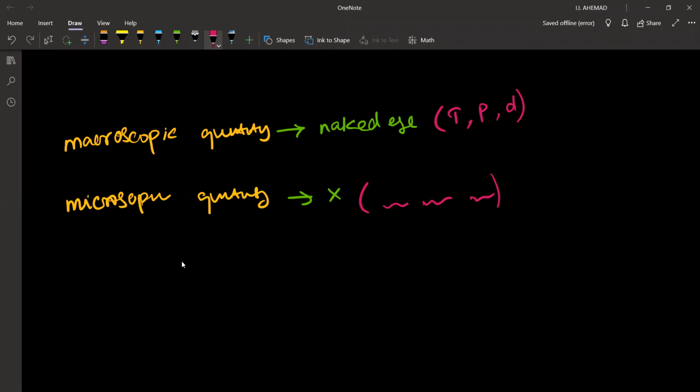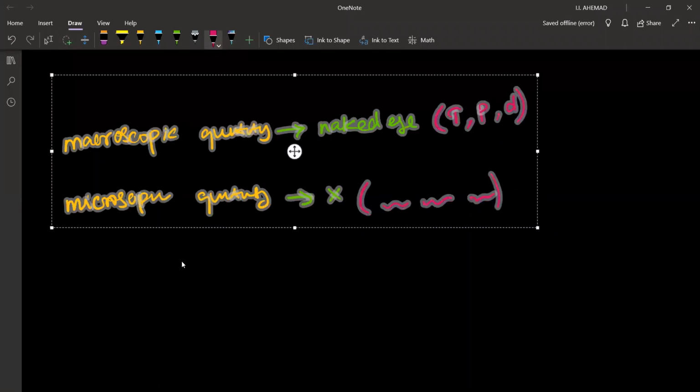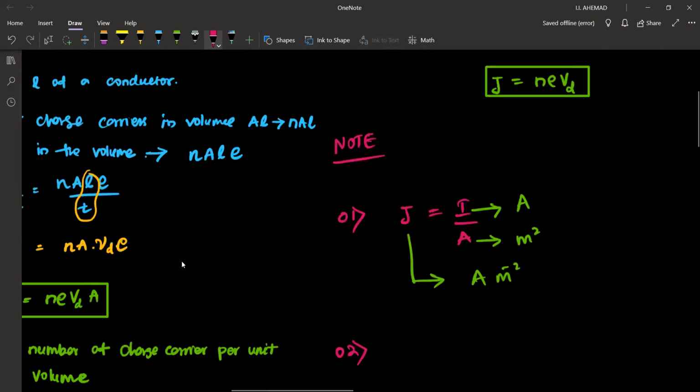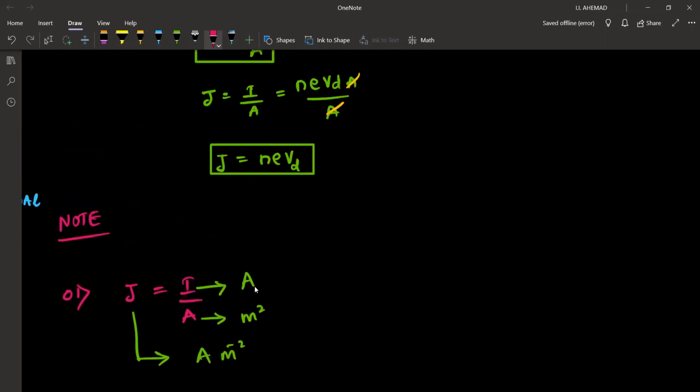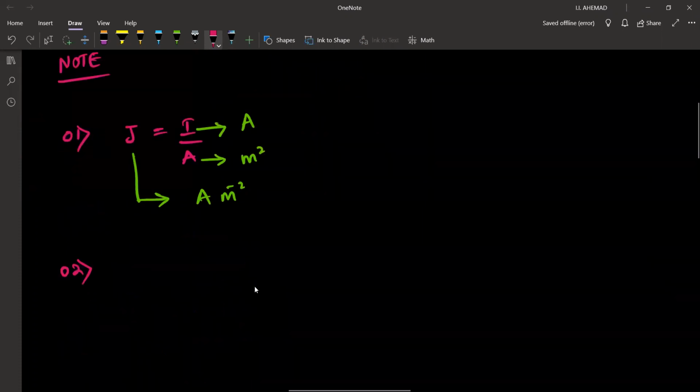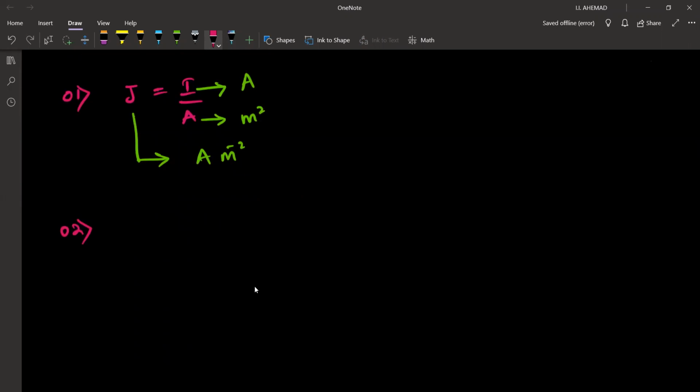So with this idea, just look at the equation for current density. In current density, N is the number of charge carriers in a unit volume. Then we have charge of an electron. Next, we have drift velocity of a charge carrier. So this N and Vd are at microscopic level. So what can you tell about J? Current density is a microscopic quantity. You understand why this is a microscopic quantity.